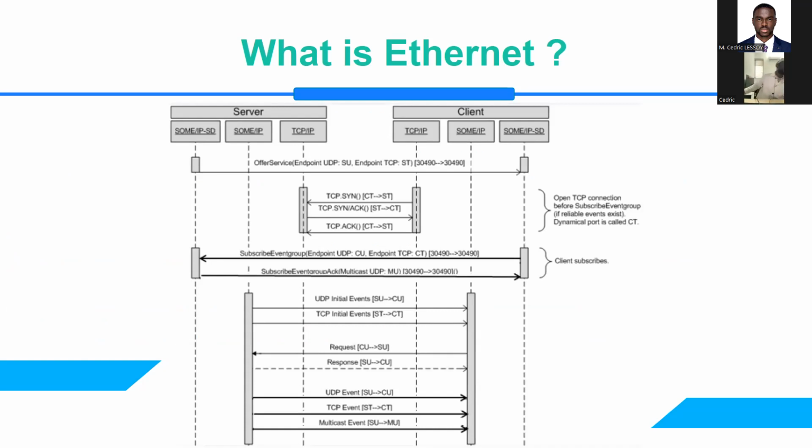Now we have a detailed map of how the communication is established in the SOMEIP protocol, right? On the left side we have the server, which, as I said, is the ECU that processes the information requested by another ECU. The client is the ECU that is requesting this information.